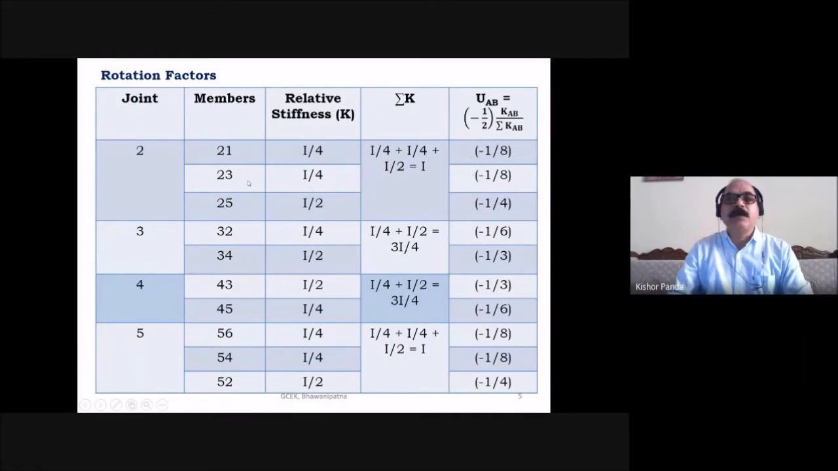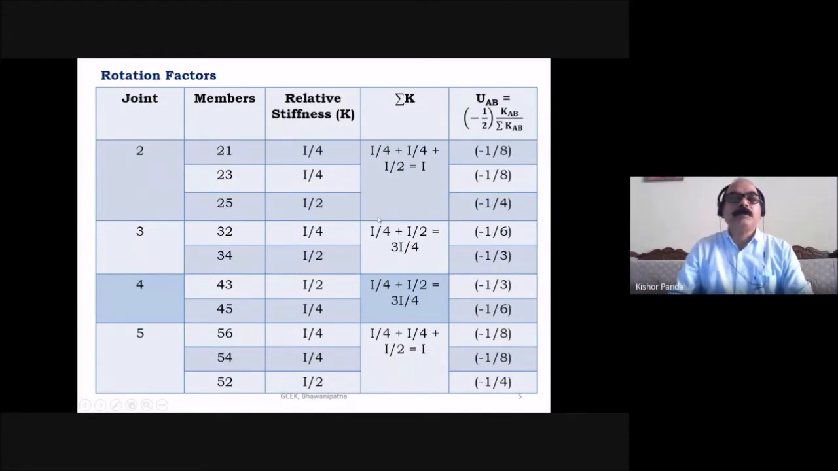In a similar way, you can find out the rotation factors: for 2-3, minus 1 by 8; 2-5, minus 1 by 4; U32, minus 1 by 6; U34, minus 1 by 3; U43, minus 1 by 3; U45, minus 1 by 6; U56, minus 1 by 8; U54, minus 1 by 8; and U52, minus 1 by 4. So these are the rotation factors.